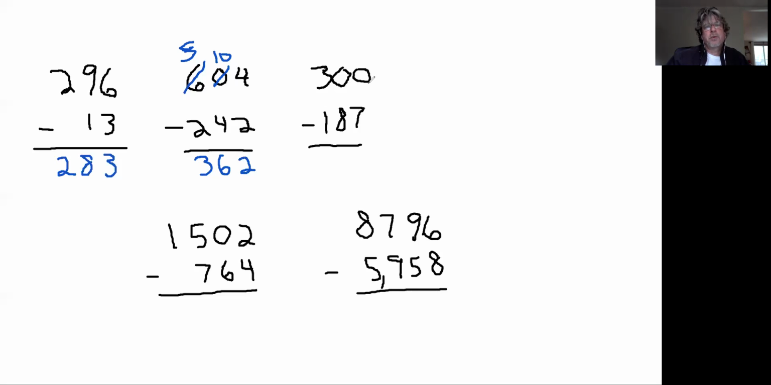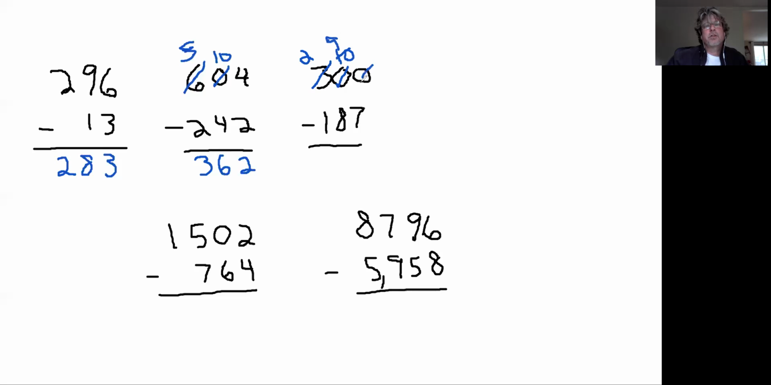Looking at the next example, we have 300 take away 187. Again, in borrowing, we do have to borrow in the ones place, but we can't borrow anything from the tens place. So we have to borrow from the hundreds place. So when we borrow from the hundreds place, that's going to make that 2 hundreds. And when we slide over to the tens place, that's now going to give me 10 tens. Remember, 10 tens is the same thing as 100.